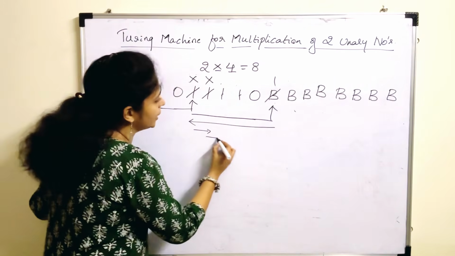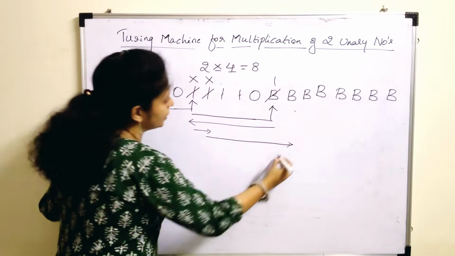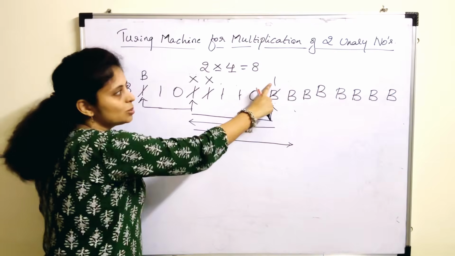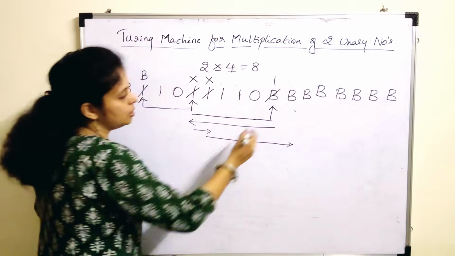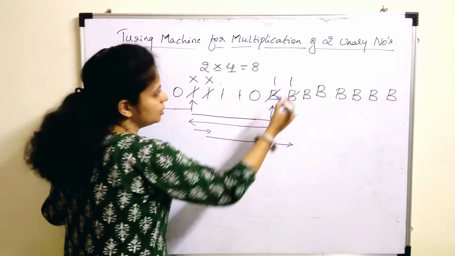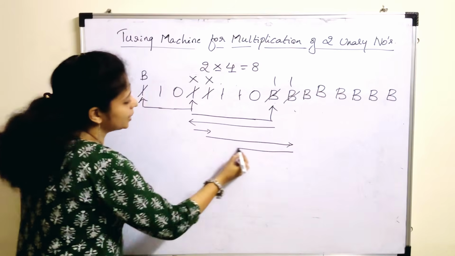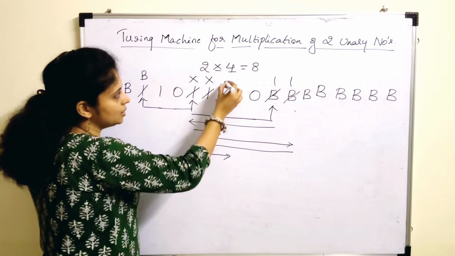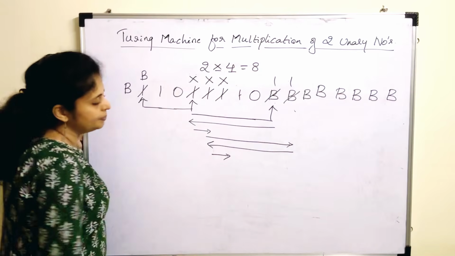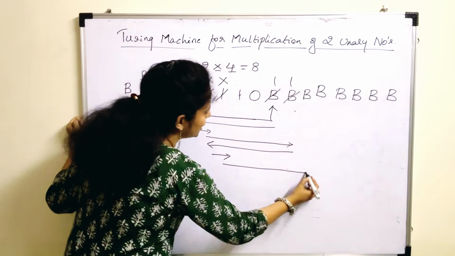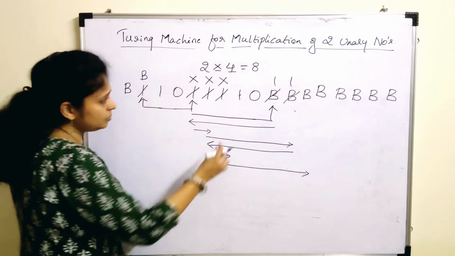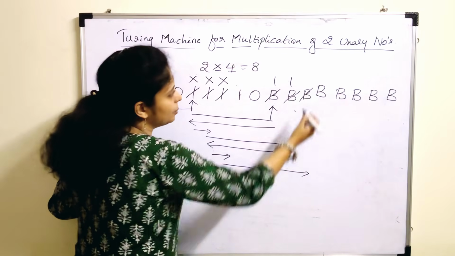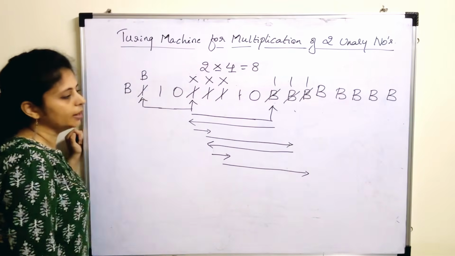Now again move till blank. In between 1 remain 1, 0 remain 0. This 1 also remain 1. So mark this blank with 1. Again come back till x. Move 1 position towards right side, mark this third one with x. Again from here, move till blank. These 1s and 0 remain 1s and 0s only and blank will be changed to 1.